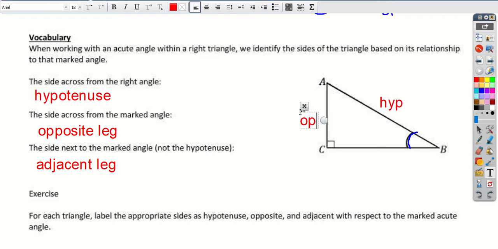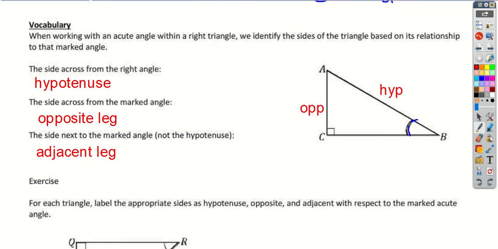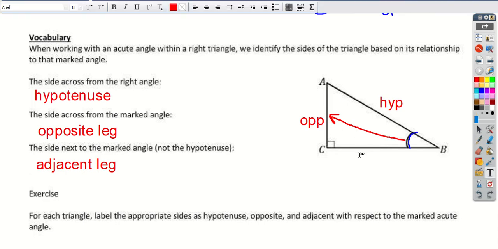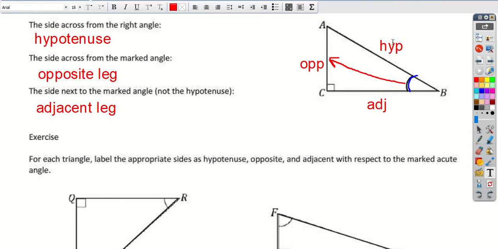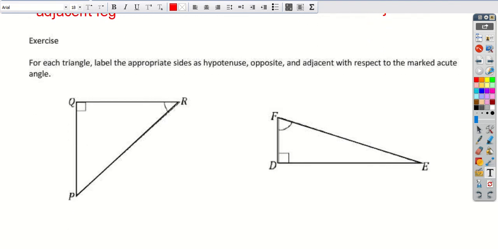The opposite leg is always located across, like if I shot an arrow out of this angle, it's going to hit over here. And the side next to the angle, but not the hypotenuse, is referred to as the adjacent leg. These are the abbreviations we're going to use for these sides: OPP for opposite, ADJ for adjacent, and HYP for hypotenuse. So given this right triangle, let's see if you guys can go ahead and label these for yourselves. I'm going to pause it, see what you get.